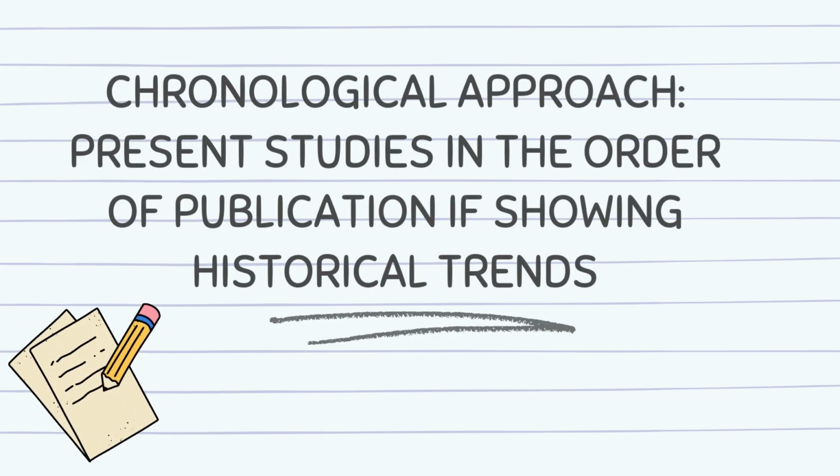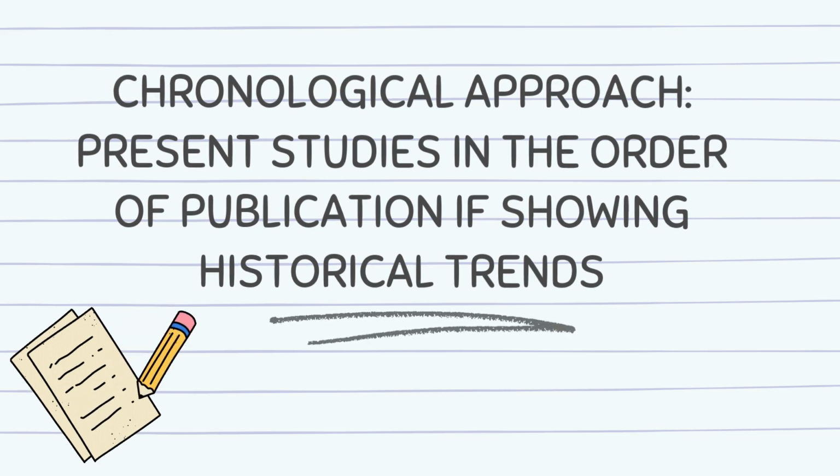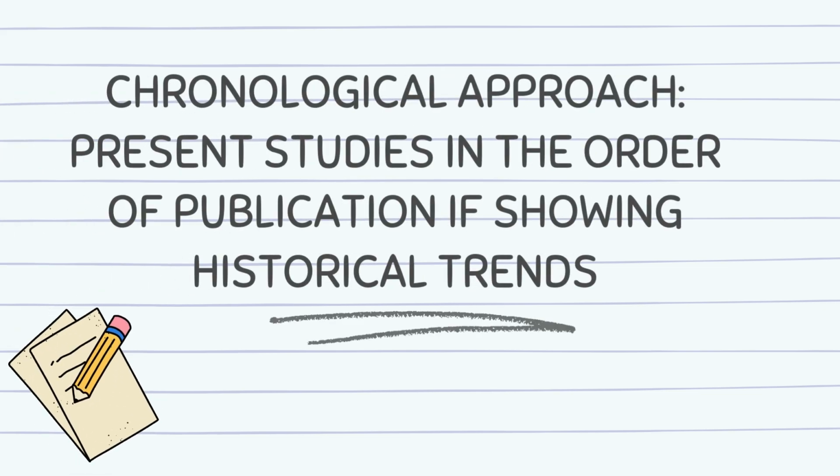In summary, the chronological approach is an effective method for reviewing literature when the goal is to present historical trends, track the evolution of ideas, or analyze shifts in academic and professional discourse over time. Part 2, Implementing the Chronological Approach in Literature Review.